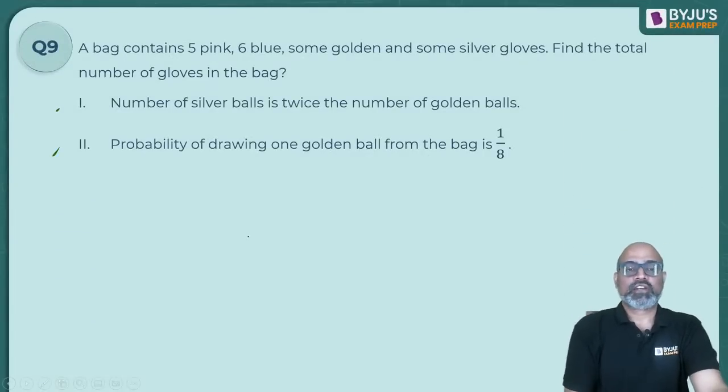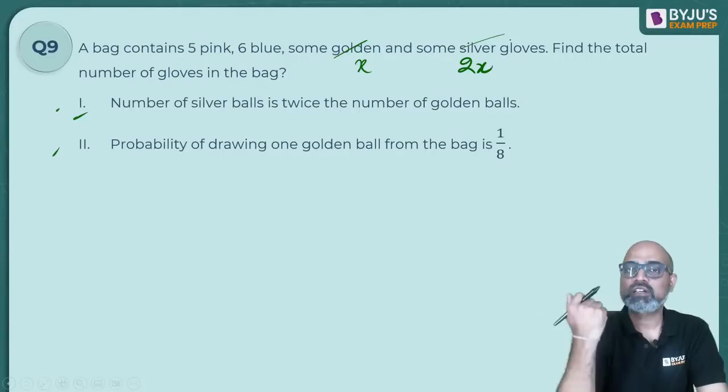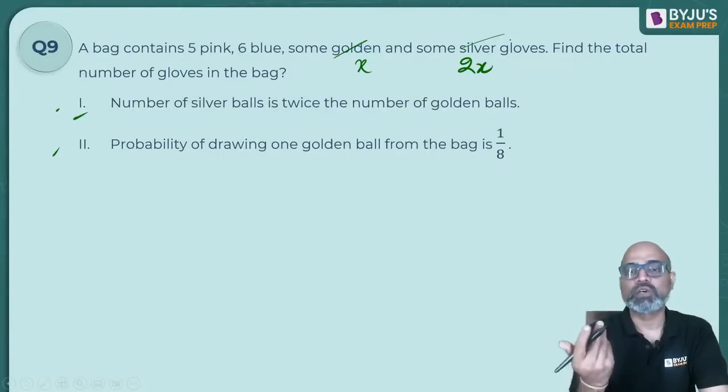So, first statement tells you number of silver balls is twice the number of golden balls. बढ़िया, अच्छी बात है. So golden balls is x, so silver balls will be 2x. Good. But what is the total number? नहीं पता. 5 plus 6 plus x plus 2x. How will I answer it?